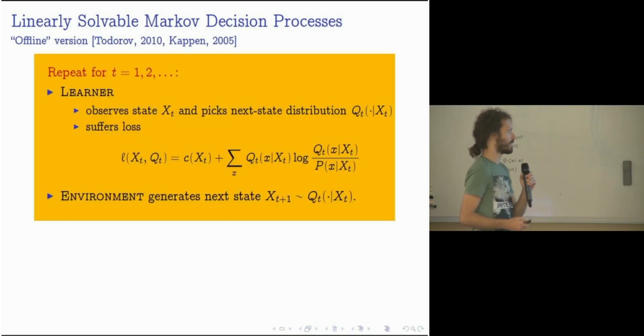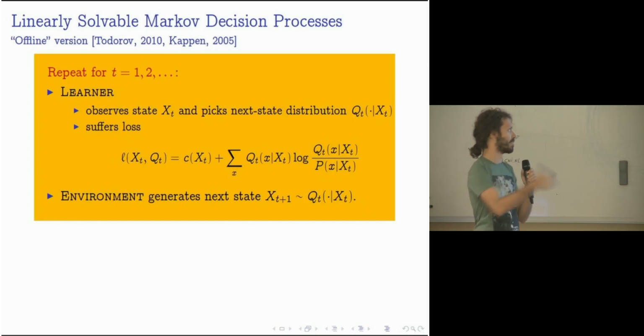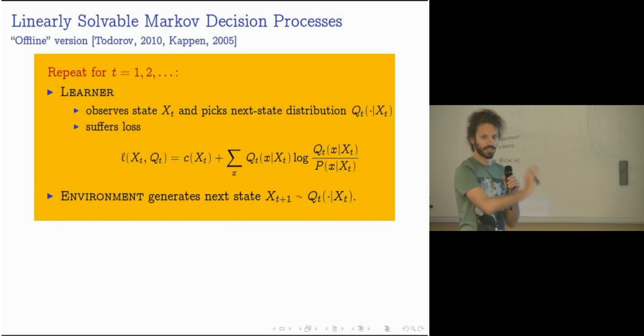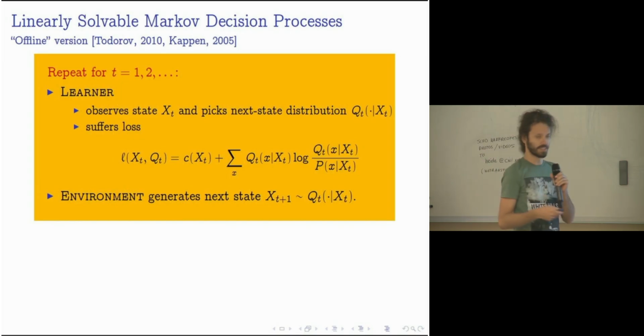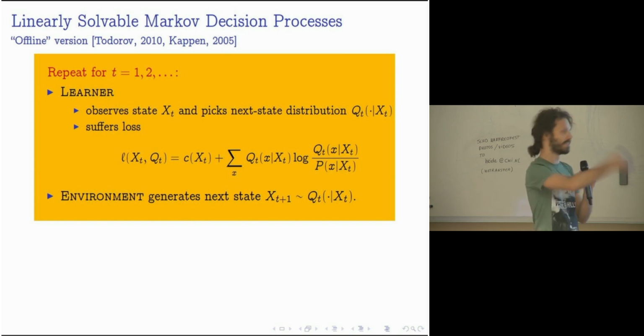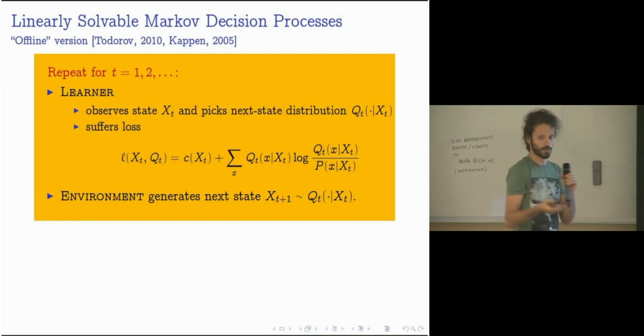So formally, this is what I call a linearly solvable Markov decision process. This is a repeated interaction scheme between a learner and an environment. This is still just the offline version, the traditional LMDP framework. Here, the learner will just observe the state of the environment, and it is going to pick the distribution of the next state. It can pick whatever distribution it likes, as long as it is consistent with the passive dynamics to an extent. After having picked this distribution, the learner is going to suffer loss, which is composed of two components.